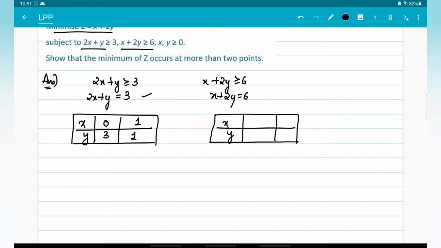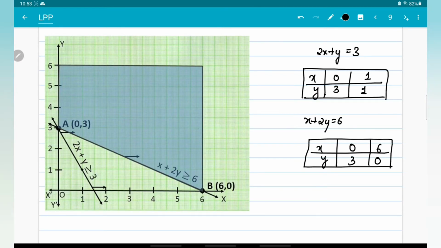Now for this next inequality, if I take x as 0, I'll get my y as 3, and if I take y as 0, I'll get my x as 6. So now we have found the points, and now we are going to plot these points. So for the first inequality, the points are 0, 3 and 1, 1. So here 0, 3 is this point, and 1, 1 is over here.